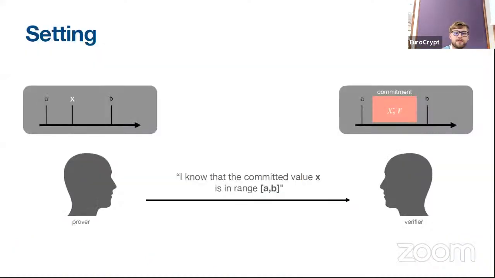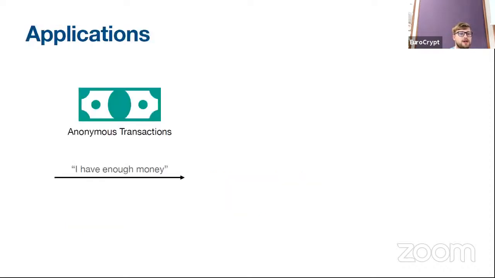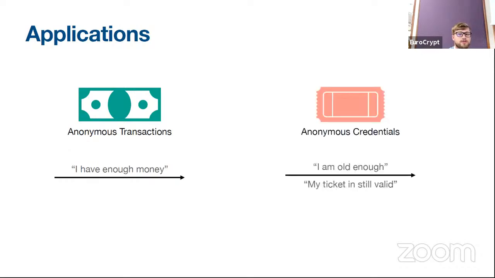So first of all, let's dive right into the setting. The prover has access to some integer X, and it's in the range AB. And the verifier only has access to a committed version of this integer and also the range AB. Then he wants to be convinced by the prover that the prover actually knows the opening of the commitment, so he knows X, and also that X is in the range AB. There are numerous applications for this. For example, anonymous transactions where you want to show that you have enough money, so you need to show that your balance is non-negative. Or anonymous credentials where you want to show that you're old enough or your ticket is still valid.